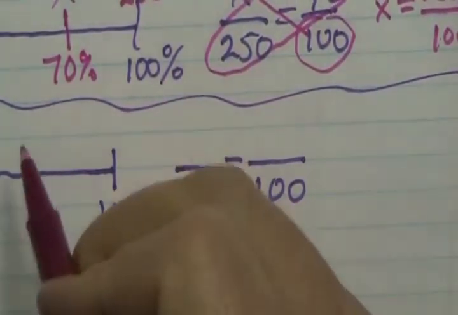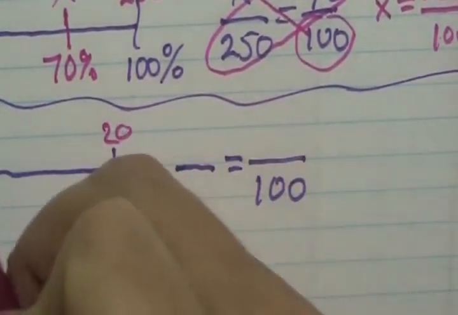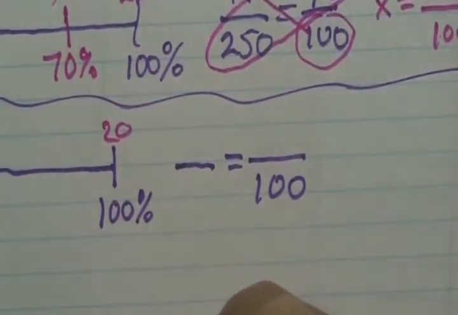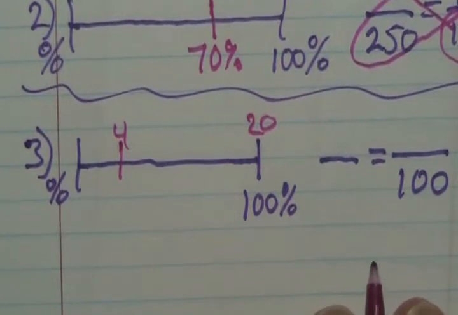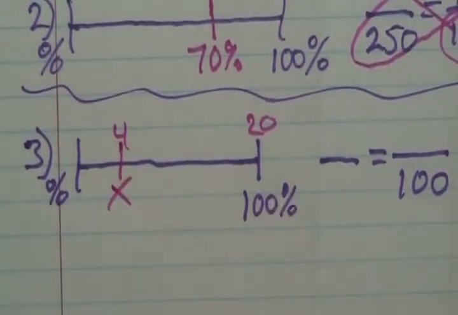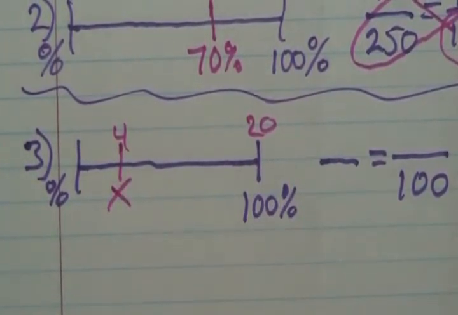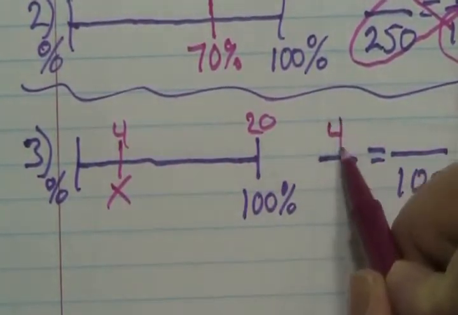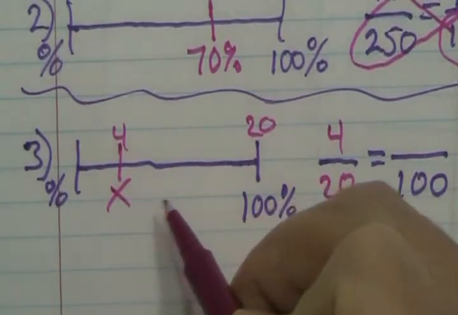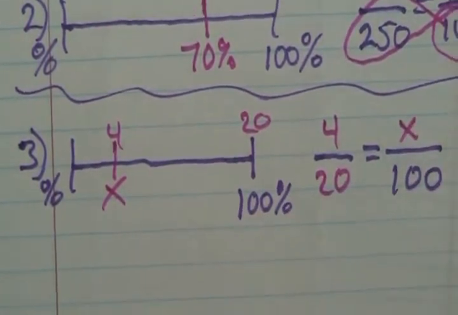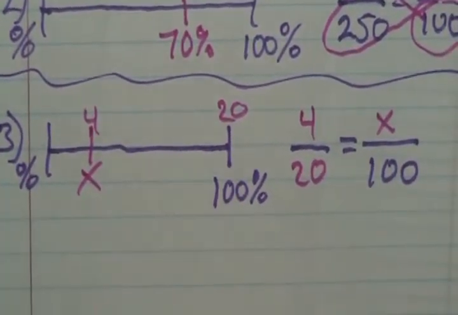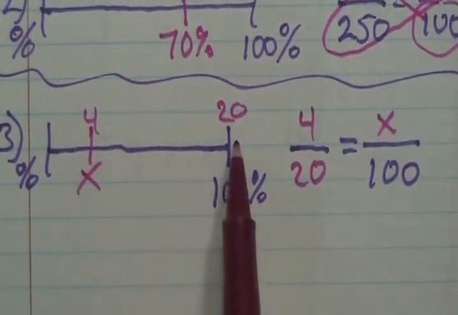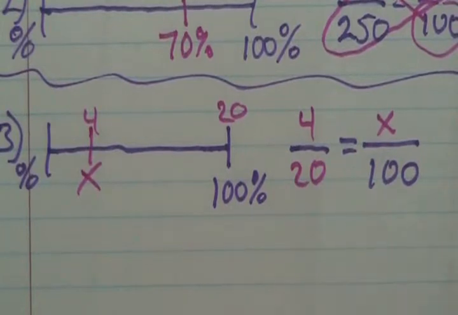Here's 20, and let's say 4 is right there. You don't know the percent. 4 out of 20 is what percent? So let's see, here's our fraction, 4 out of 20. You don't know the percent. And so now we just solve from here. This is our model, and this is our proportion.